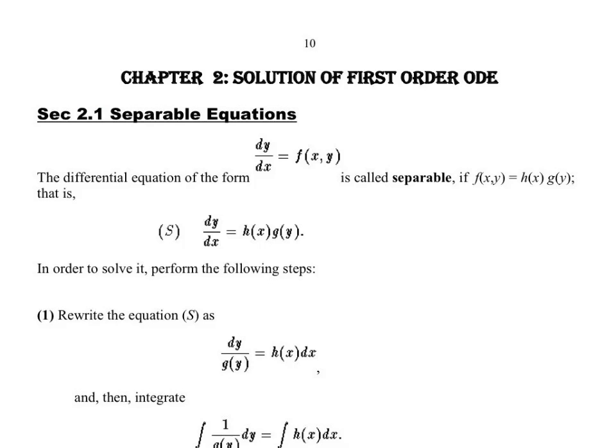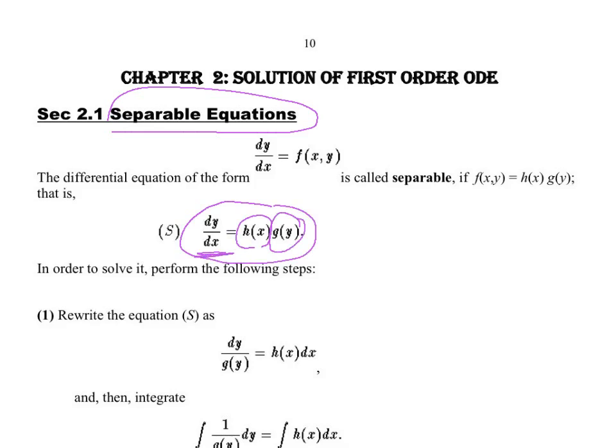Now we are back to section 2.1, which is the first method in solving first order ordinary differential equations. This is separable equations, the separable differential equation. We are going to see what a separable differential equation is and how we solve it. A separable differential equation is of this form, when y prime is a function of x times a function of y.